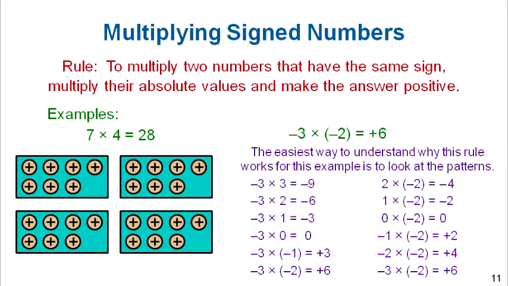To multiply -3 by -2, we will start by noting that 3 times 2 is 6, and then, since we are multiplying two numbers with the same sign, keep the answer positive. This tells us that -3 times -2 is equal to positive 6. The easiest way to understand why this rule works is to look at the patterns you see here.